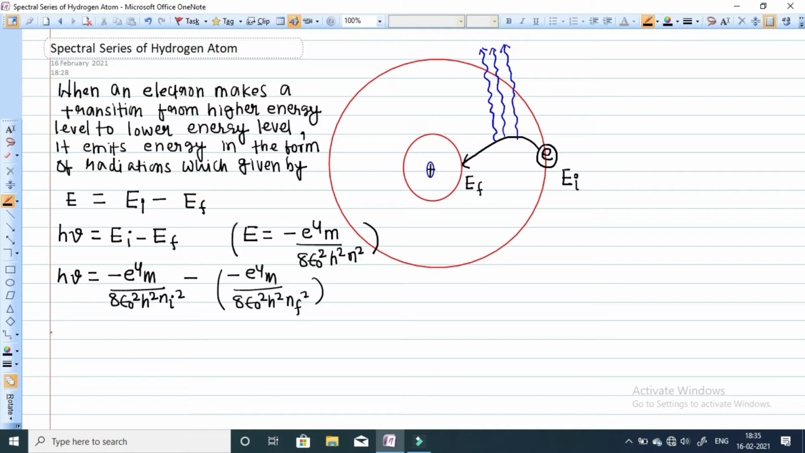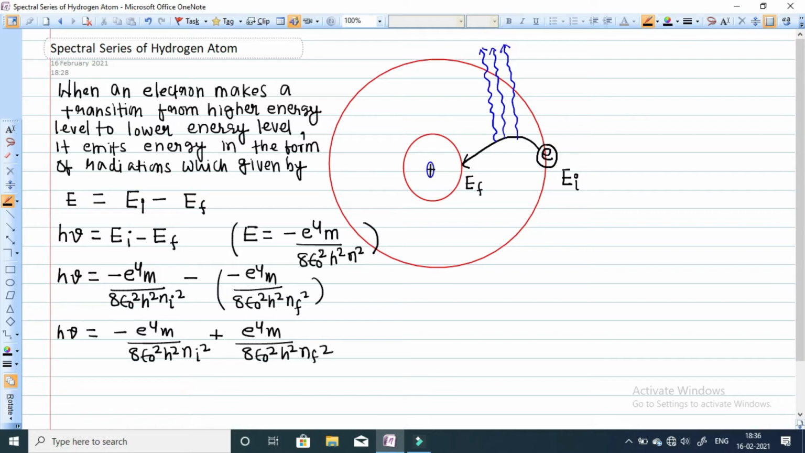Now after solving, this equation becomes h nu equals minus e to the power 4 into m upon 8 epsilon naught square h square into n initial square, minus minus plus, it becomes e to the power 4 into m upon 8 epsilon naught square h square into n final square. Now if we rearrange this equation, it reduces to h nu equals, taking the common terms out, e to the power 4.